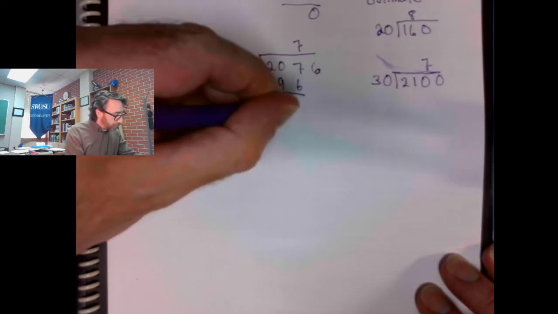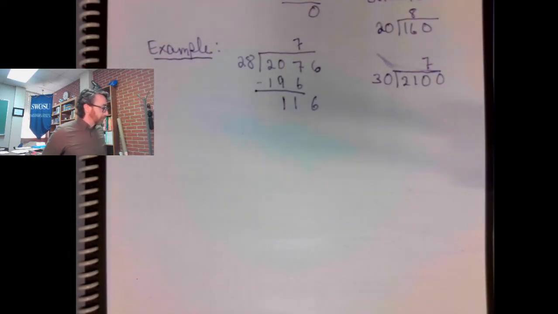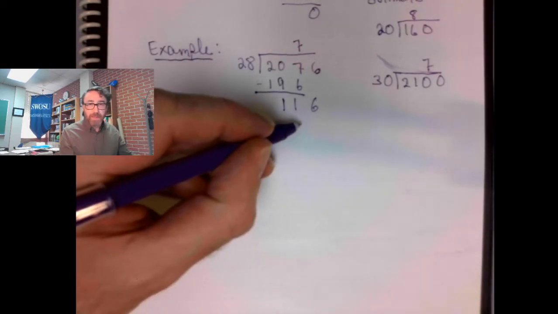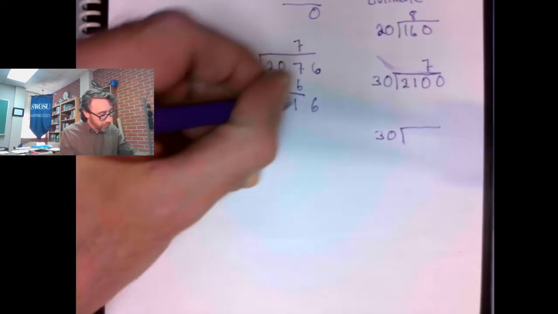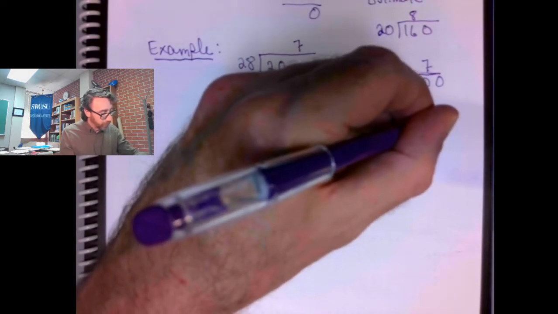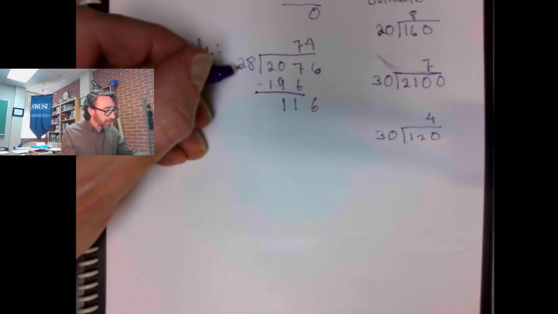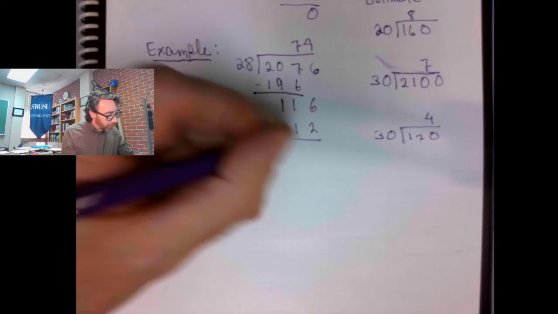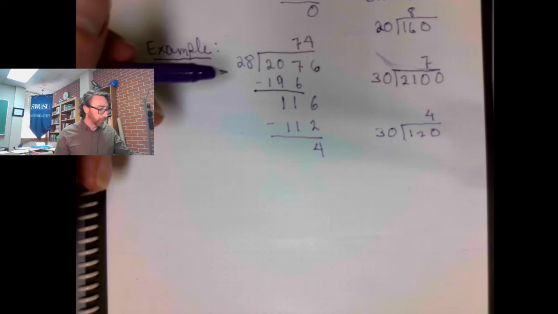And we get an 11. Now we're at 116. Okay. So once again, we do another estimate. Instead of doing 28 going into 116, we think about 30 going into 120. Our estimate is 4. Okay, so that's 80 and 32 is 112. Subtract, we get a remainder of 4.